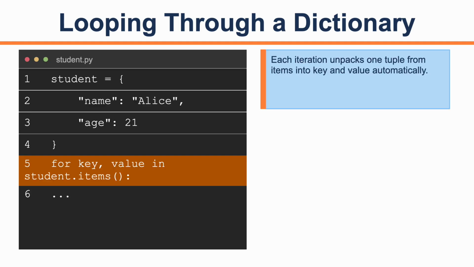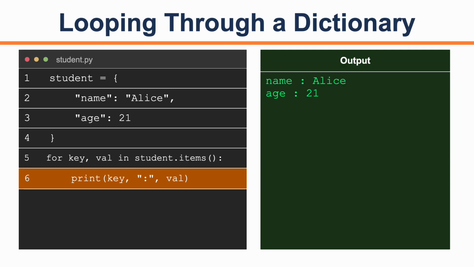The for loop opens by calling the items method on the student dictionary. Each time it runs, Python unpacks one key value tuple automatically, putting the label into the key variable and the stored data into value. Inside the loop body, print outputs the current key, a colon separator, and the current value. The indent tells Python this line belongs inside the loop. The loop ran twice, once per pair, printing each entry on its own line.